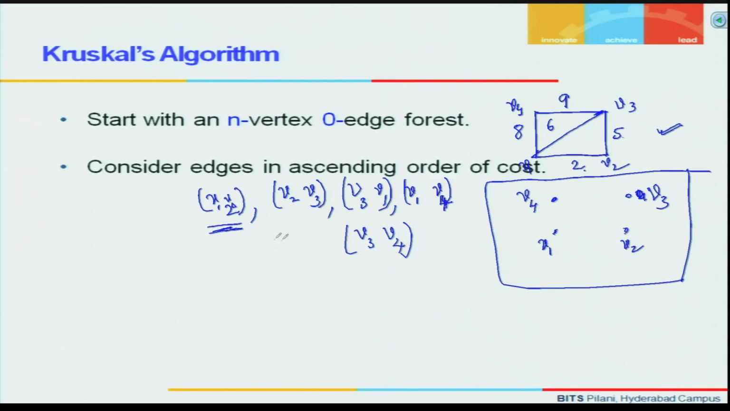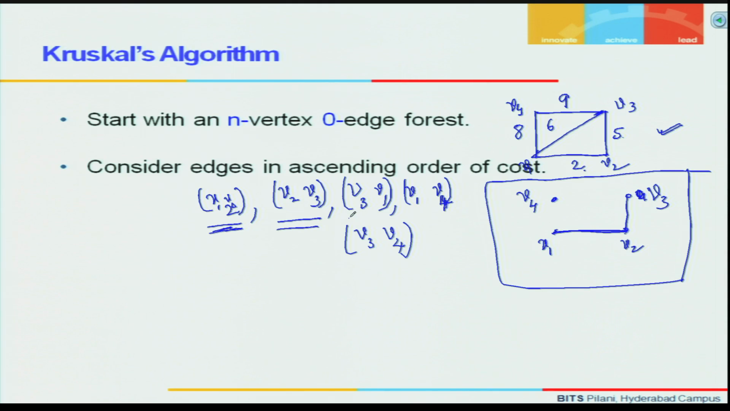Now let us check. By putting V1, V2, of course it will not form any cycle because it doesn't have any other edges inside. Hence this doesn't form any cycle. So I put this V1, V2 there. Then I will take the next weighted edge, that is V2, V3. I will put this V2, V3 here, depending on whether V2, V3 is forming a cycle in this forest or not. When I put V2, V3, it is not forming any cycle. Hence I put this edge.